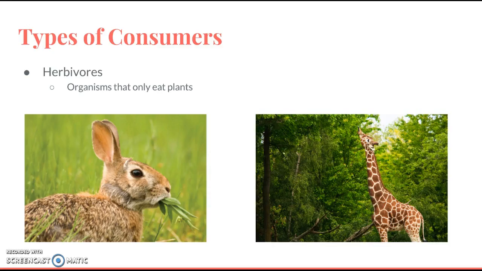One type of consumer is going to be your herbivore. Your herbivore is going to be an organism that only eats plants. You have your rabbit down below, and you also have your giraffe, both eating grass with your rabbit and leaves if you're the giraffe. Herbivores' teeth have actually, over time, become better for grinding. If you look at the teeth of a giraffe or a rabbit or any other type of herbivore, they're going to be better for grinding up the vegetation or the foliage that they're eating.